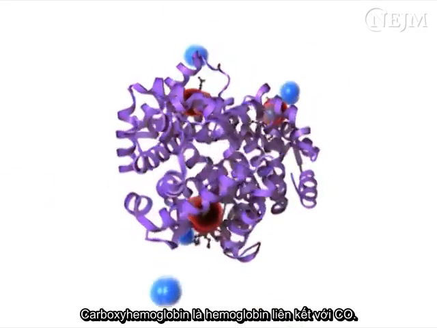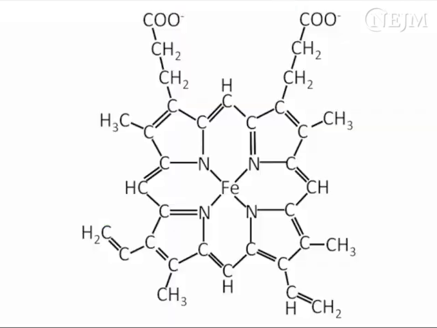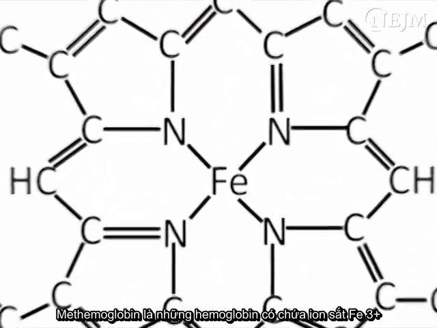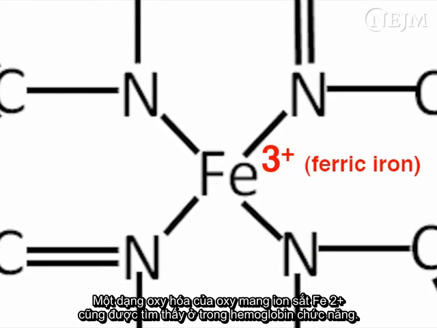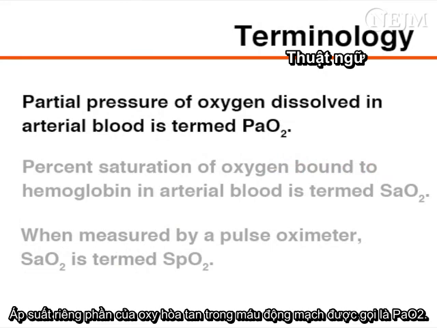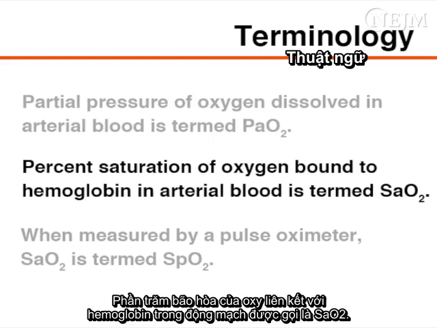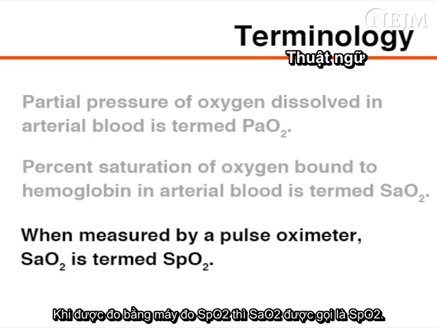Carboxyhemoglobin is hemoglobin bound to carbon monoxide. Methemoglobin is hemoglobin that contains ferric iron, Fe3+, an oxidized form of the oxygen-carrying ferrous iron, Fe2+, which is found in functional hemoglobin. The partial pressure of oxygen dissolved in arterial blood is termed PaO2. The percent saturation of oxygen bound to hemoglobin in arterial blood is termed SaO2. When measured by a pulse oximeter, SaO2 is termed SpO2.